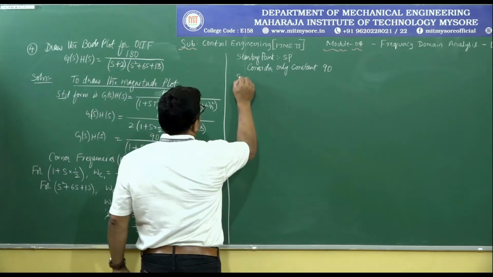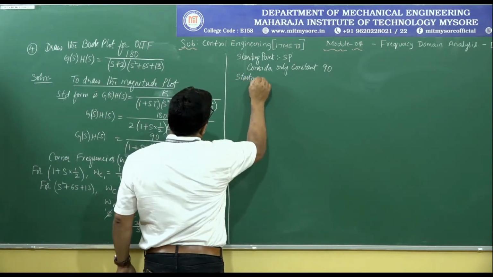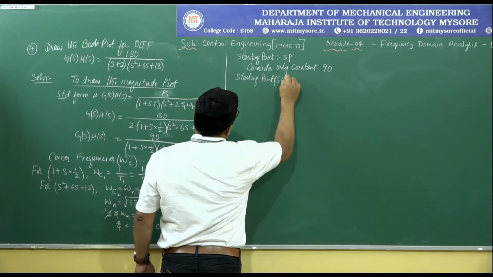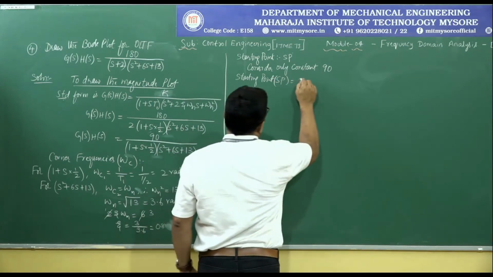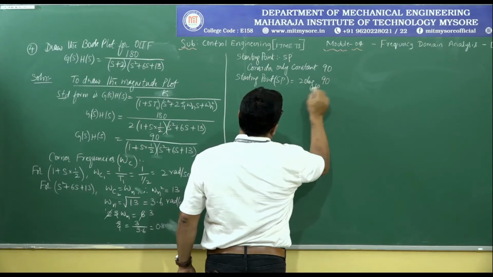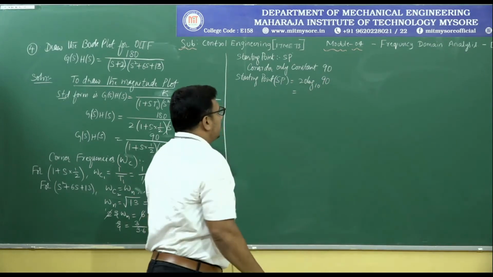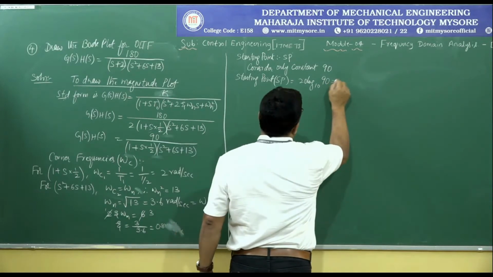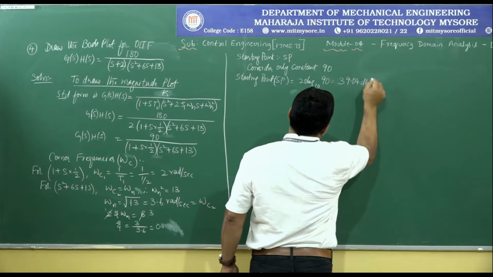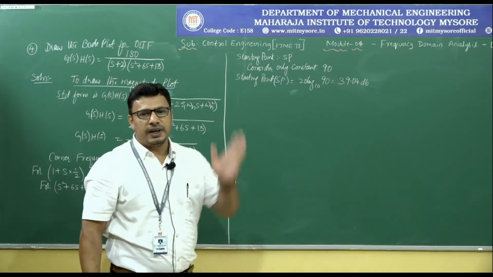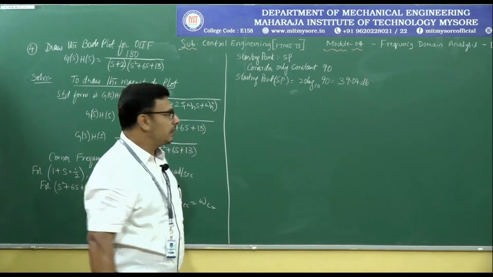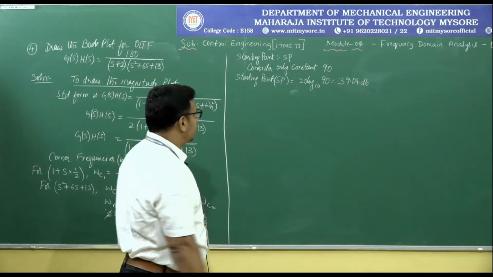Therefore, the starting point SP will be equal to 20 log 90 to the base 10. That will give me about, I think, 39.04 decibels as the starting point. So along the y axis, I need to mark the starting point for the magnitude plot as 39.04 decibels.